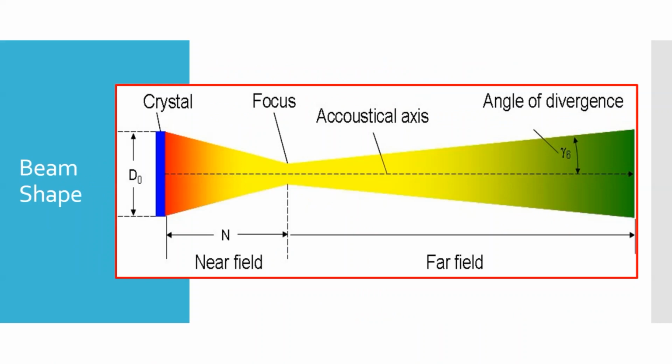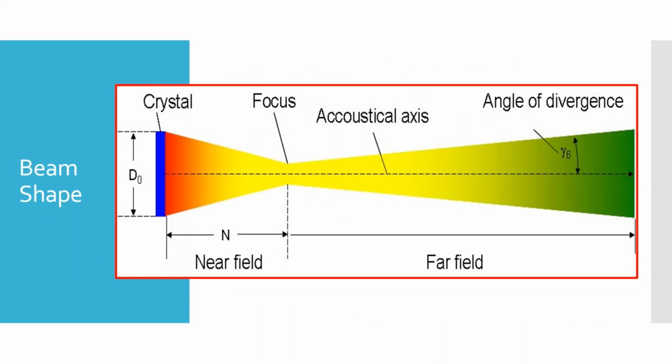When we send our sound into a part, sound doesn't just travel in a straight beam. It spreads out. It actually comes together based on the focal point of the crystal. Oftentimes the crystal is not perfectly flat. It's going to have a focal point where it's going to push those sound waves together. The region from the crystal face to the focus point is called the near field. Past that focal point, you can see the sound starts to spread out, or diverge, and we have what's called an angle of divergence there. That's known as the far field area.